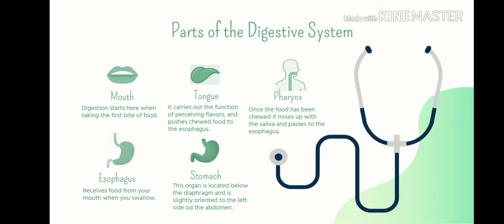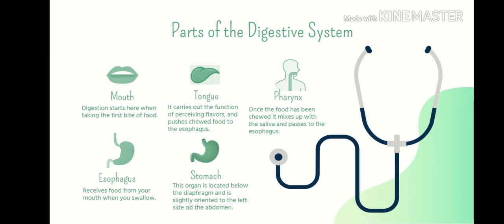The esophagus has 2 controlling sphincters. First, we have the upper esophageal sphincter, located at the point where the pharynx and the esophagus meet. And then we have the lower esophageal sphincter, located at the point where the esophagus and the stomach meet. Then we have the stomach.